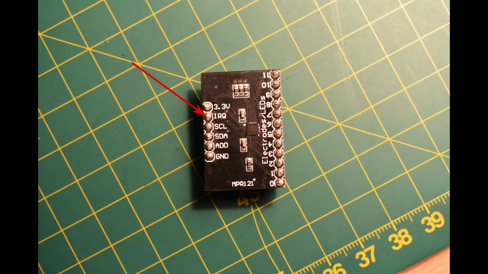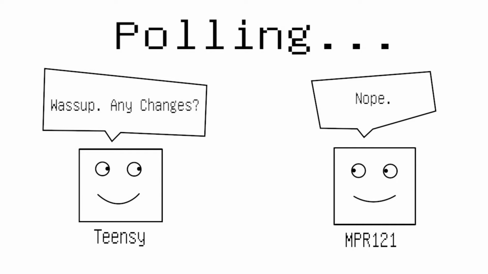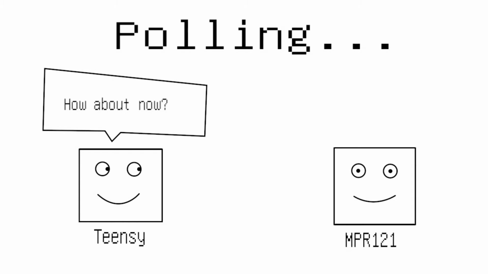There's actually a pin on the MPR121 that I haven't mentioned yet. It's labelled IRQ, which is shorthand for interrupt request. This pin gives an alternate way of letting the microcontroller know when a pad has been touched. In the code in my demonstration, I'm doing something called polling, which is essentially where the microcontroller asks a device again and again to give it an update.